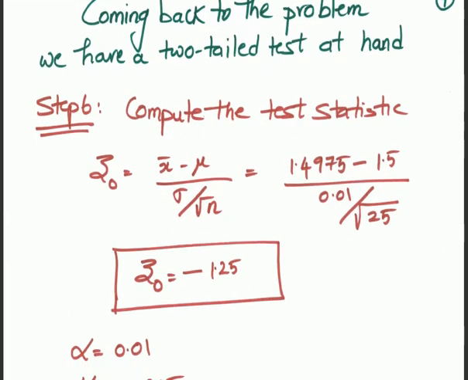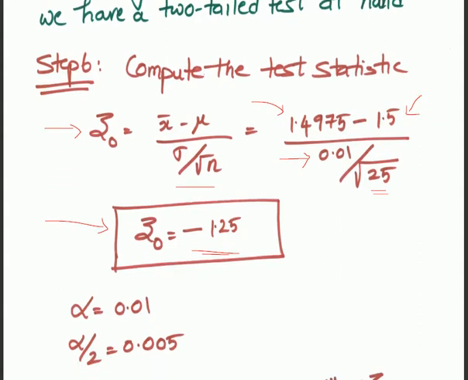So we have a two-tailed test at hand, and step 6 was to compute the test statistic. So z naught, which we want to compute, is x bar minus mu divided by sigma over square root of n. We have all these values given to us from the problem. X bar is 1.4975, mu is 1.5. We know that sigma was 0.01, and there are 25 bearing samples that we were looking at. When you compute this, our test statistic z naught happens to be negative 1.25.